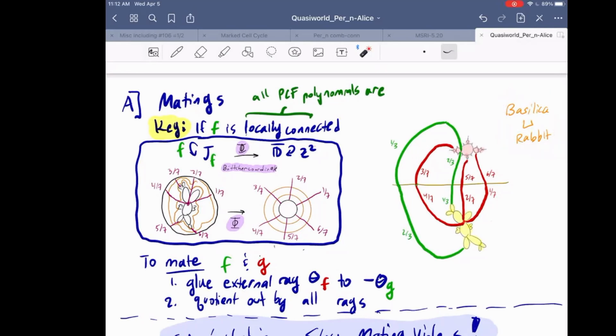And we have the basilica rays. It starts off as 1/3, but then once I cross the equator, this ray becomes 2/3, and I see what the landing point of the 2/3 ray is on the rabbit down here. And then these are in a ray equivalence class, and I would do that for all of my angles. And then once I have this, I will then quotient out by all of my rays, and I will get something, if it is a rational map, which we'll talk about in just a second, that is called the mating.